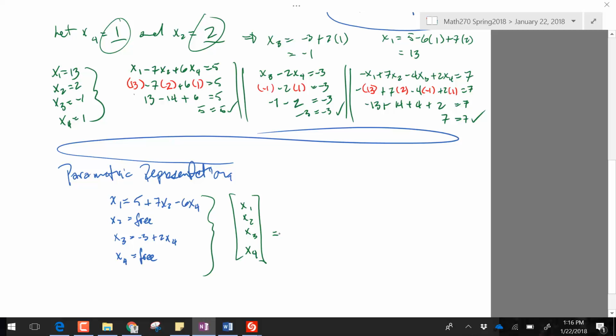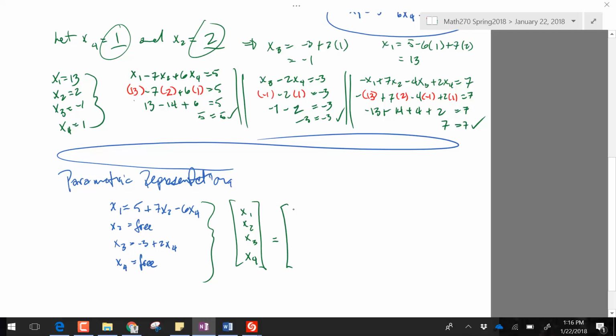But your solution set can be written as a column matrix, which hopefully by the end of today we'll be able to identify as a column vector. Five plus 7x2 minus 6x4. And then this is free. I'll leave it as x2. And this is minus 3 plus 2x4. And this is also free. I'll leave it as x4.